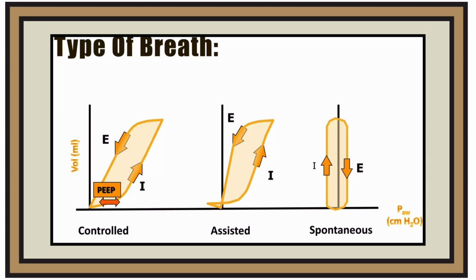Observe the direction of the tracing of the loop. When the tracing is counterclockwise, the breath delivered is a mechanical breath. On the other hand, a clockwise tracing indicates spontaneous breath. The angle, shape, and size of the loop impart pertinent information to the clinician. In an assisted mechanical breath, the tracing begins clockwise, indicating patient's effort, and resumes in counterclockwise.